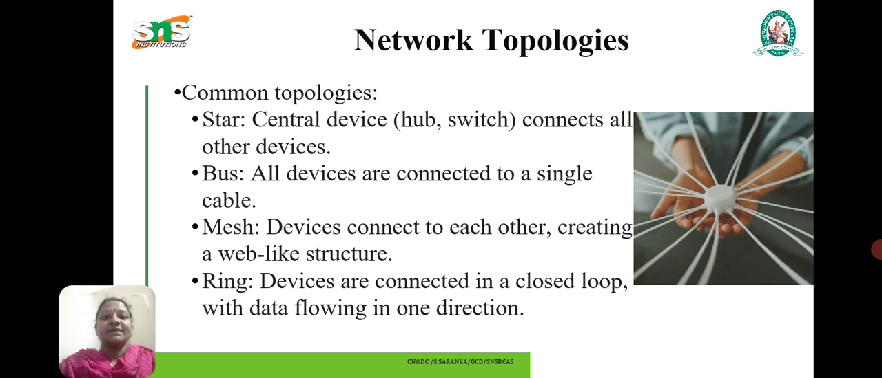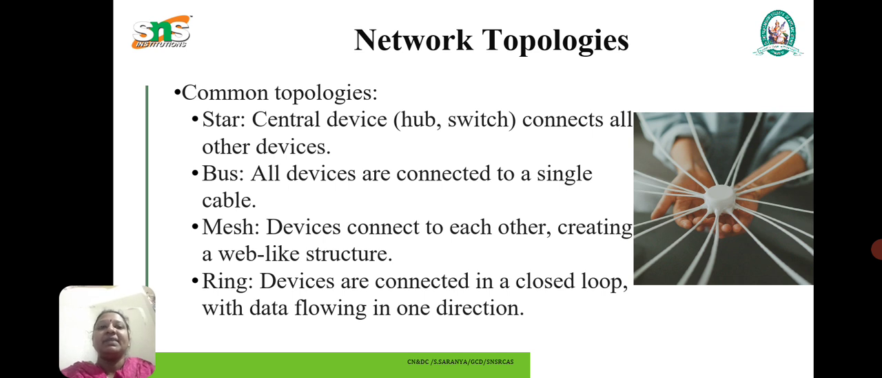Network topologies. Network topologies refers to the way devices are arranged on a network and how they communicate. We have the four types of network topology. The first one is star, second one is bus, third is mesh, and the fourth is ring.